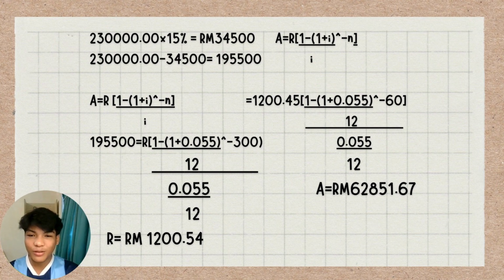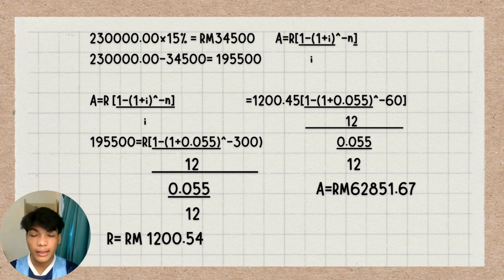Solution for question B. Using the formula A equal to R, 1 minus 1 plus i to the power of negative n over i. 195,500 equal to R, 1 minus 1 plus 0.055 over 12 to the power of negative 300, over 0.055 over 12. Using the shift solve, R is equal to RM 1,254.